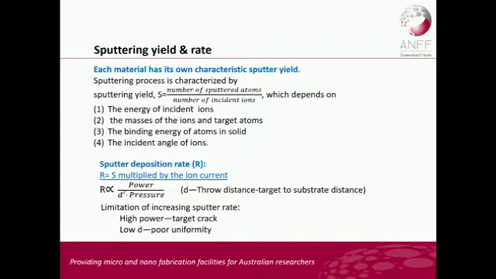There's a simple formula showing the sputtering rate, which is proportional to the RF or DC power, and inversely proportional to the throw distance and the pressure. Throw distance usually refers to the target to substrate distance. So if you have a higher power, definitely you'll get a higher deposition rate. If you reduce the pressure, you will increase the sputtering rate as well.